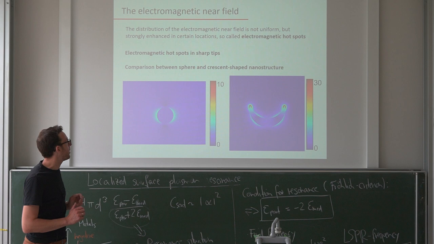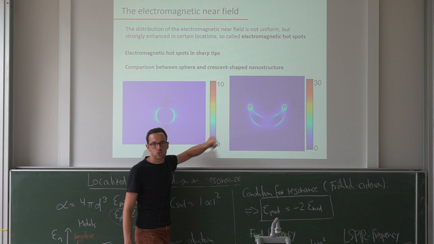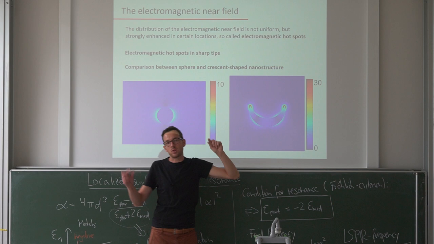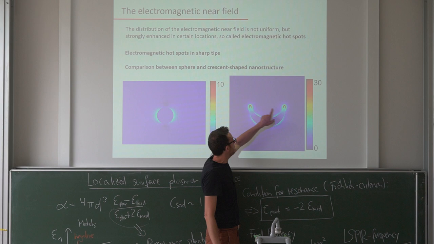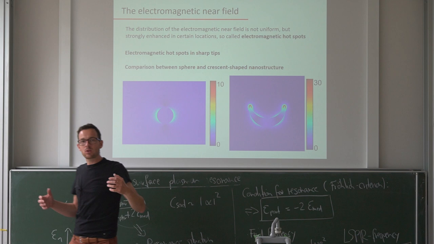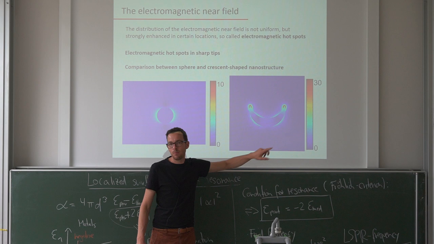So here I'm comparing, again, a single sphere that you've seen before, with a crescent-shaped nanoparticle. And this crescent-shaped nanoparticle has very strong tips. A gold nanorod would have somewhat similar tips. And the smaller the tip, it's a bit like a lightning rod effect, the higher the electric field surrounding it. And here you see that the electric field enhancement in these tip regions exceeds 30. So there's 30 times more electromagnetic energy focused at this tip region compared to everywhere else. And this is known as electromagnetic hotspots.